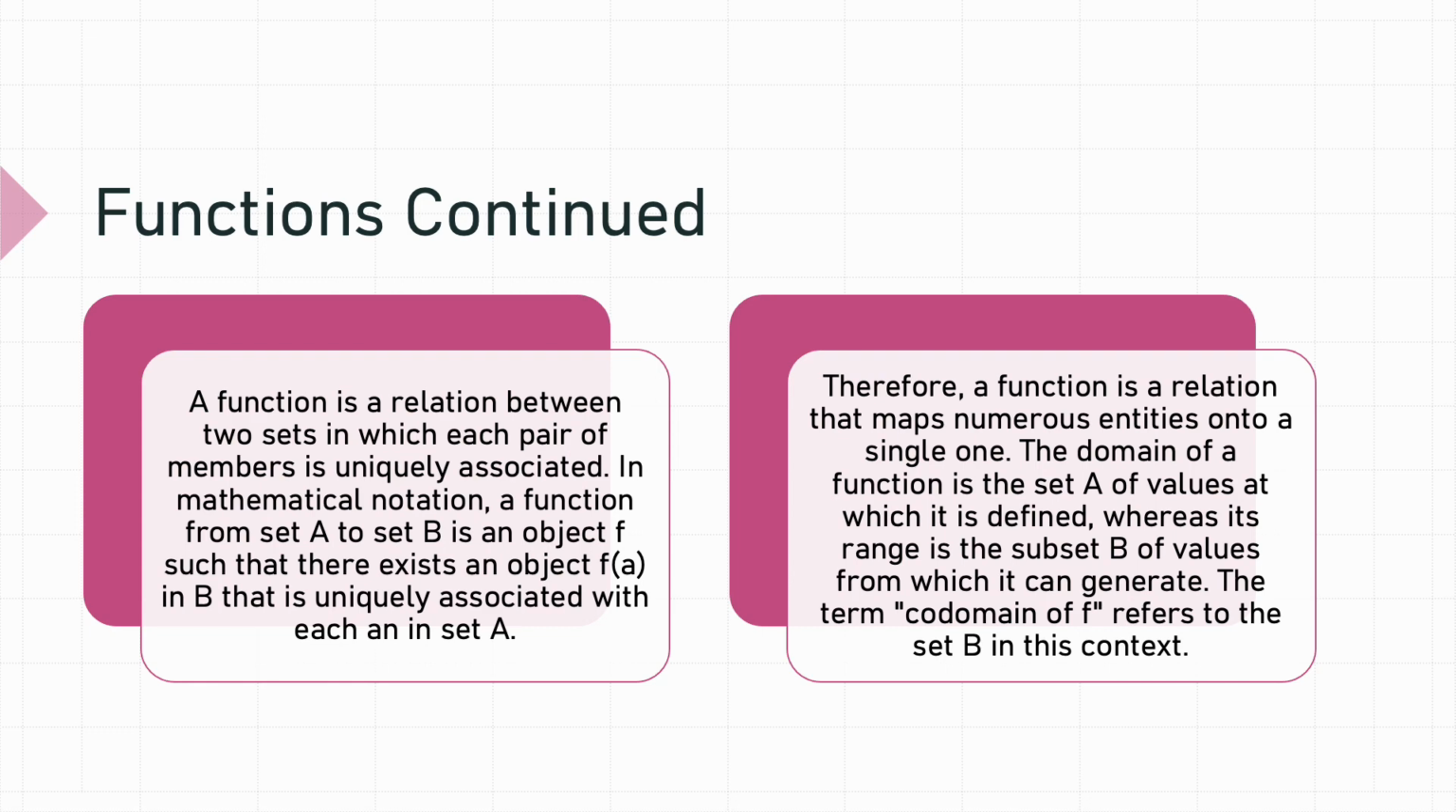A function's domain is the set A of values at which it is defined, while its range is the subset of B of values which it can generate. In this sense, the codomain of f refers to the set B.